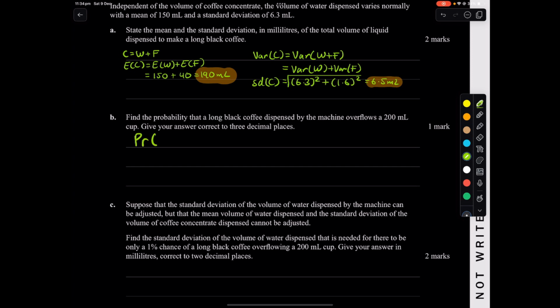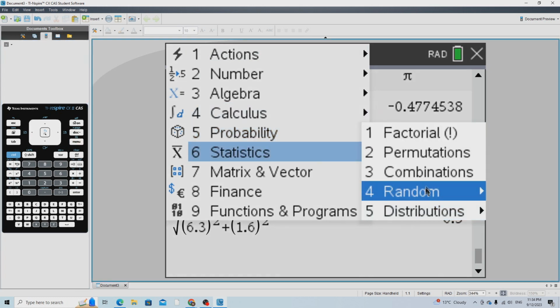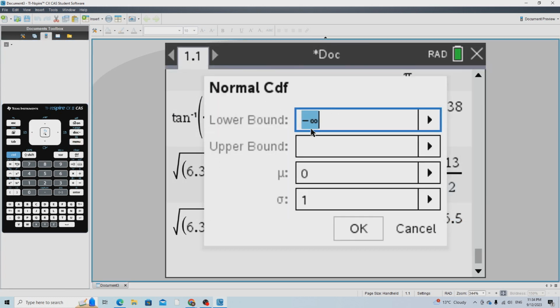So we want the probability that the long black coffee, your C value, must be greater than 200 milliliters, so it overflows the cup. It's very easy, just use your calculator, it's only 1 mark. I'm going to go to probability distributions, normal CDF, so 200 to infinity. We know that your standard deviation is 6.5, and your mean we said was 190.